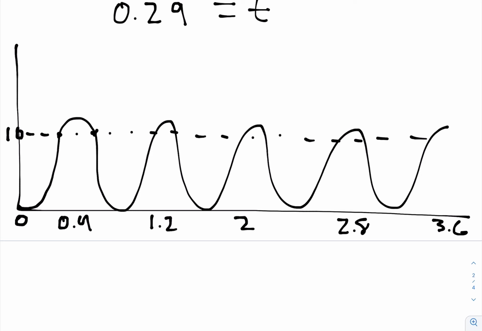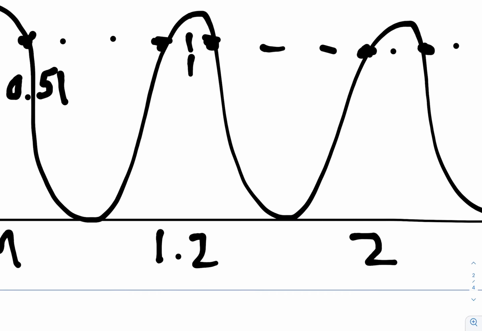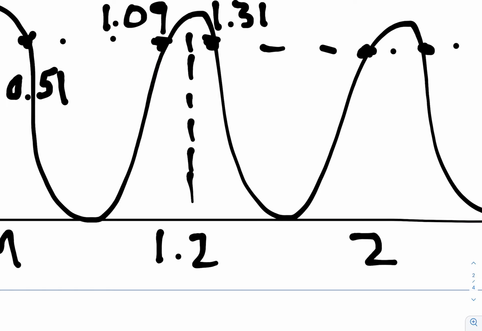So it's going to be right here, right here, right here, right here. There's going to be all these points, and it's going to end at 3.6. So this will be our last point over here. So we know this is 0.29. This is 0.51. I'm going to zoom in a bit here. We know our next midline is going to be 1.2. So 0.11 to the left of that will be 1.2 minus 0.11. So this will be 1.09. And to the right of it, it'll be 1.31. And we just keep doing that.